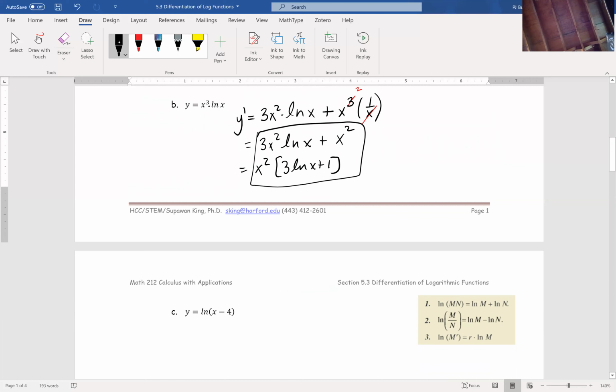Okay, now this one is the extension of the derivative of the natural log. So I've got something other than just x in here.